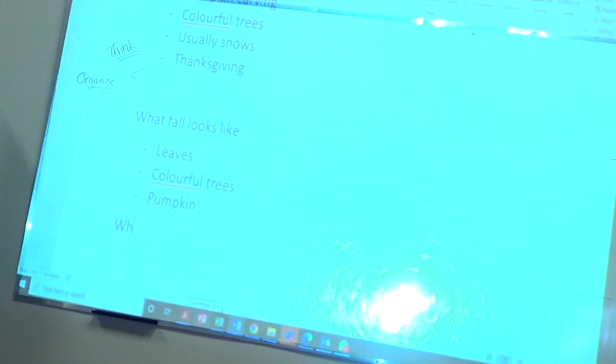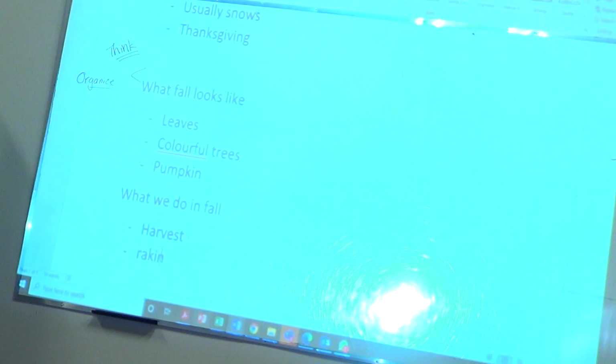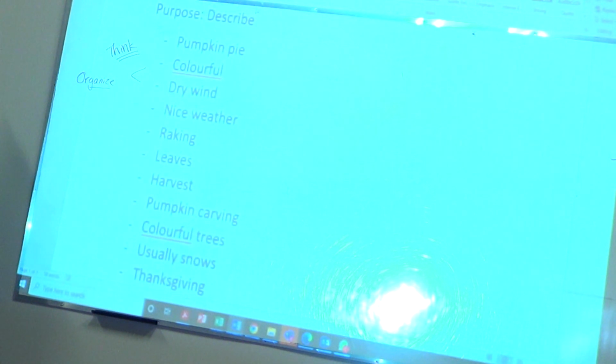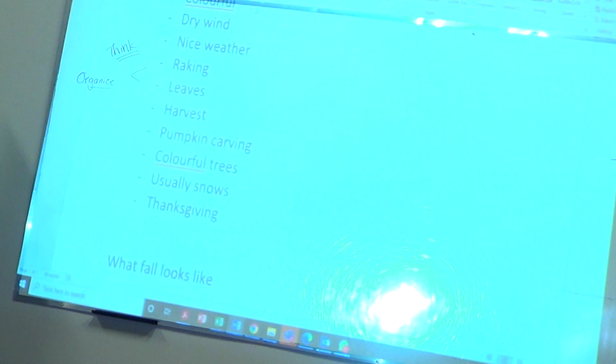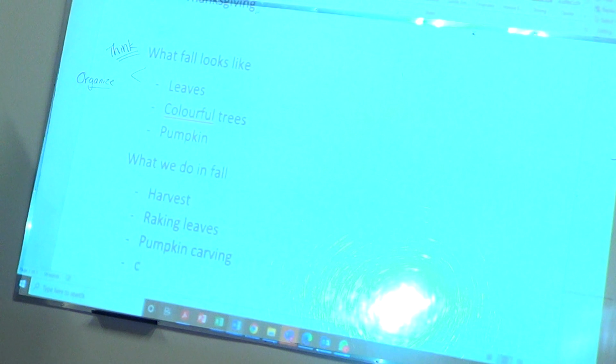category that was called what we do in fall? Okay. So harvest is what we do, and then our raking leaves would go under here, right? Raking leaves. Okay. What is one other thing we do in fall? Pumpkin carving. See, now we're rolling. So if we look up at our list, is there anything else that we could add to what we do in fall? Celebrate Thanksgiving, yeah.